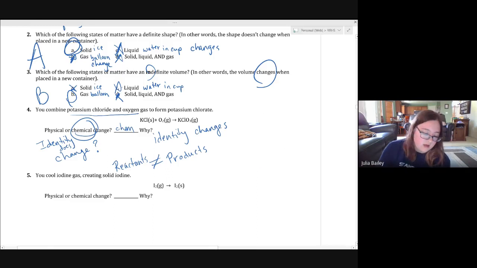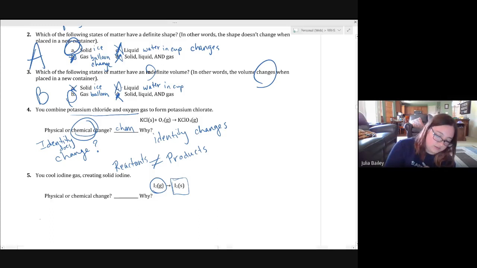Okay, and number 5, you cool iodine gas creating solid iodine. Is this a physical or is it a chemical change? Well, we look and we see that our reactant is I2(g), that g means gas, and our product is I2(s), that s means solid. So we have iodine as a gas changing to iodine as a solid.